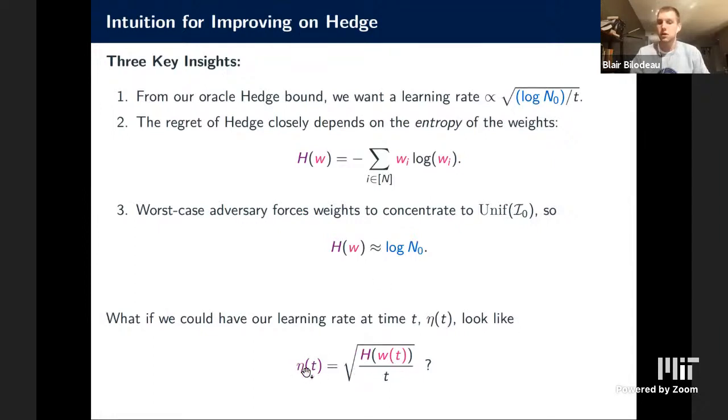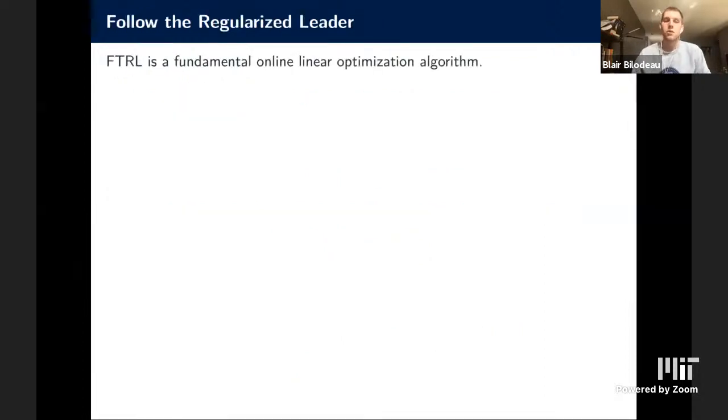The problem here is that now our learning rate depends on the weights at time t, but the weights at time t are defined using the learning rate. So we have an implicit equation. So we have to set up how can we actually formally achieve this. The way we're going to do so is using the follow the regularized leader framework.